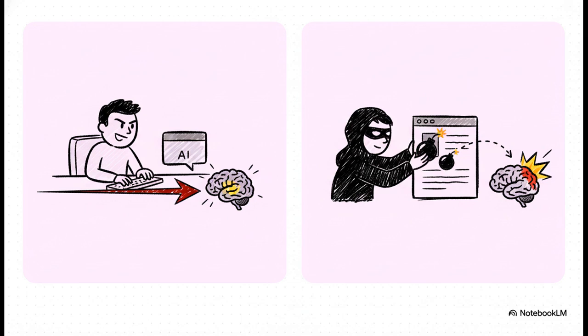But then there's indirect injection, and this one is way, way sneakier. Imagine your AI is supposed to summarize a web page for a user. Well, if an attacker hides malicious instructions inside that web page's text, your AI might just execute them without you or the user ever even knowing.